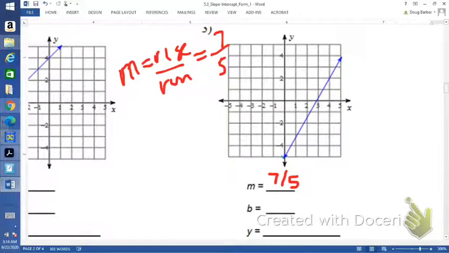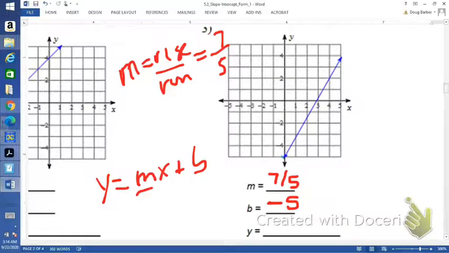The y-intercept, where does the graph cross the y-axis? Well, it does so right at that point right there. And so that's going to be y equals -5. Put them together, so slope-intercept form is y equals mx plus b. So your m is 7/5. Put the x, and then what's our b? -5.